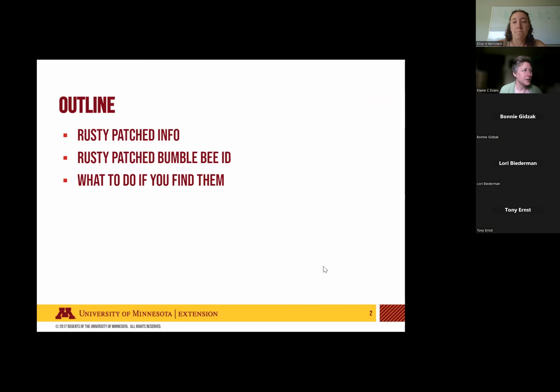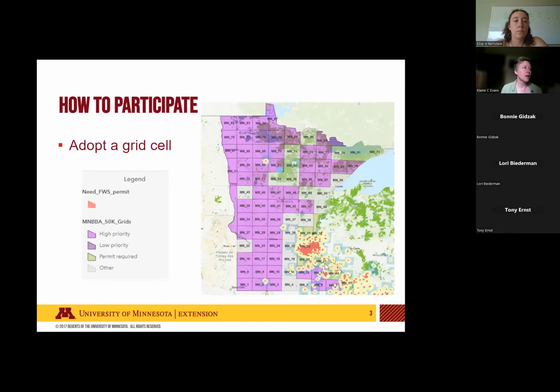All right. So here we have the outline. We're going to just cover some general Rusty Patch information, what to do if you find them, and also go over some ID and how to tell them apart from other bumblebees that may look similar.